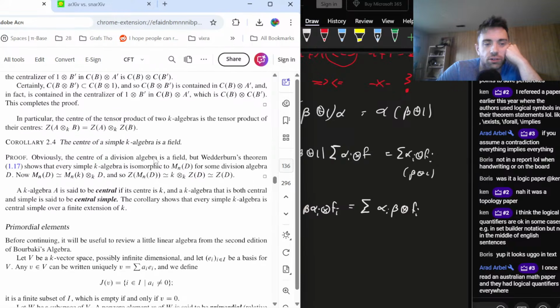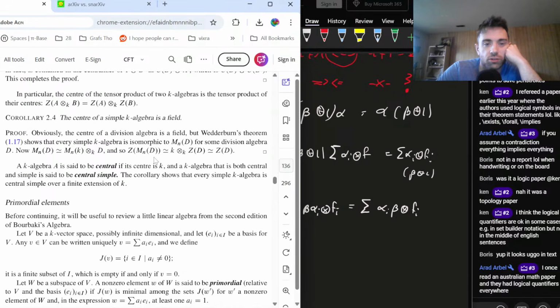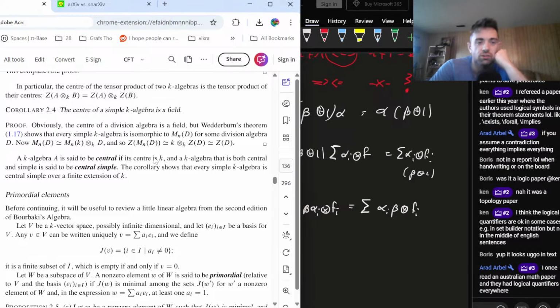In particular, the center of the tensor product of two algebras is the tensor product of their centers. I mean, what kind of world would we be living in if that was false? The center of a simple k-algebra is a field. Interesting. I think I knew this already.